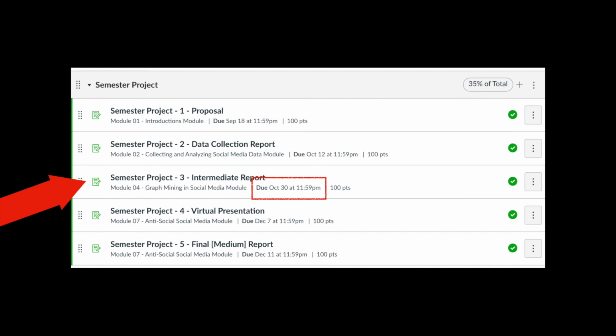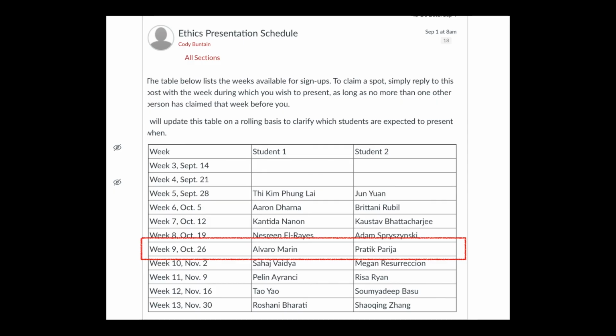Remember, it's 1 page per student in your group, and you need to make sure that you do not have any sort of name or identifying information on the submitted PDF, because I'll be sharing those PDFs with your fellow students, and we want to keep this an anonymous, double-blinded process. And then during this week, Alvaro and Pratik should be providing us with some ethics presentations.